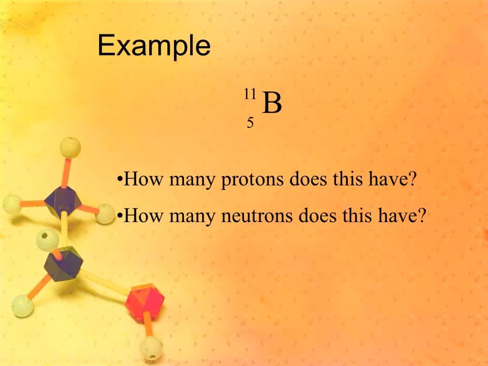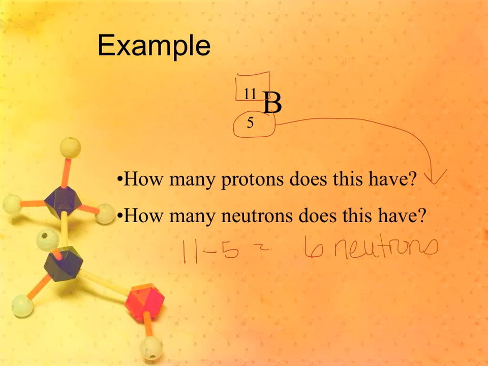For boron, we know boron is element number 5 on the periodic table. This number up here is telling us it's an isotope. So if we look at this, boron has 5 protons, and it will always have 5 protons. And then if we take the mass number, 11, minus our number of protons, it'll tell us that this boron has 6 neutrons.